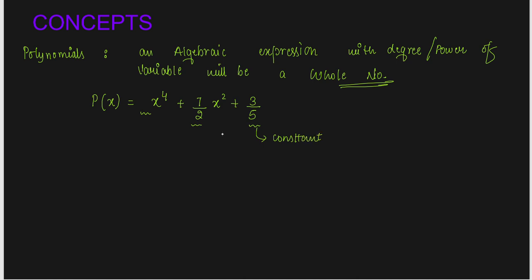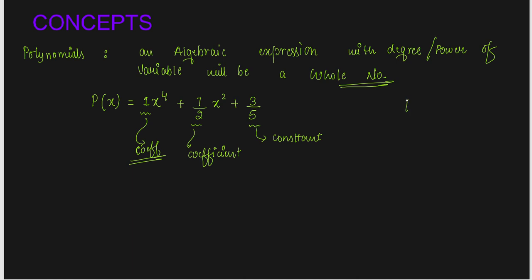And this is called your coefficient. And x is nothing but your variable. If the coefficient is not written, it will be considered as 1. This is again your coefficient. I hope this concept is clear: an algebraic expression with the degree always being a whole number.